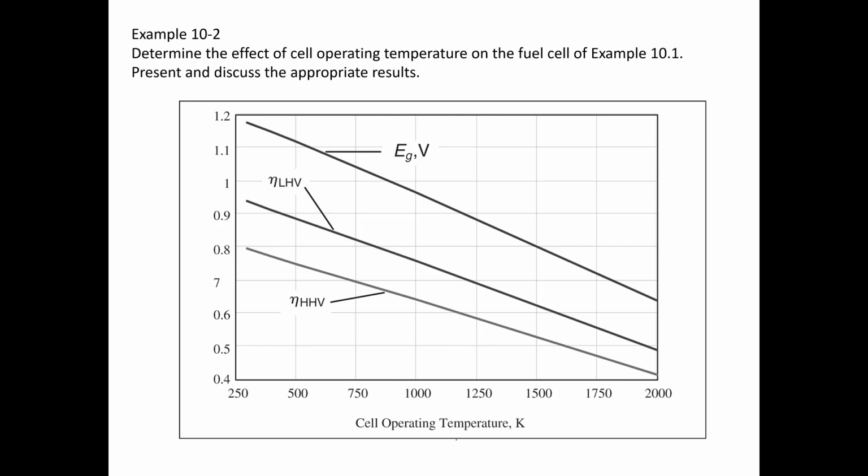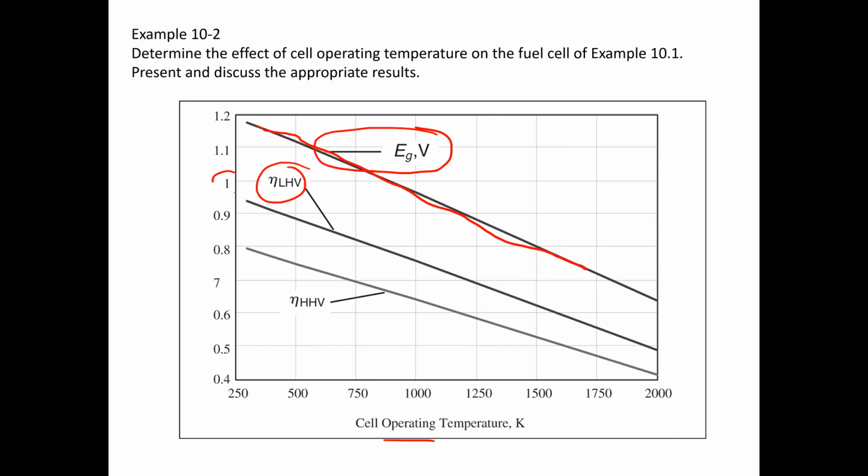You have an effect of operating cell temperature on fuel cells, as well as pressure. So here is an example problem from your book. I'm not going to detail it all, but on the y-axis you have the voltage. Here's a line that represents the voltage from a fuel cell as a function of operating cell temperature. As the temperature of the fuel cell increases, the actual voltage you get decreases, as well as the efficiencies.